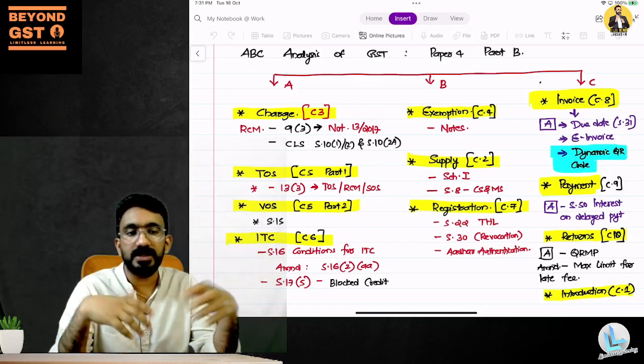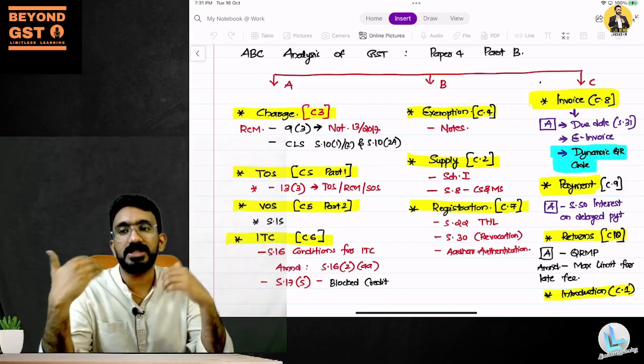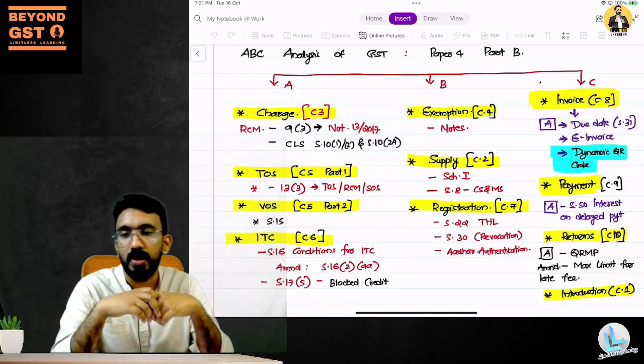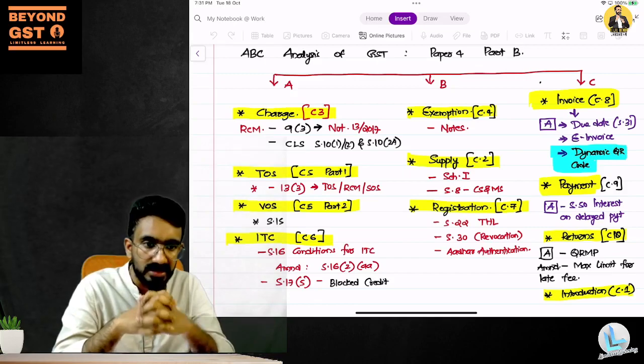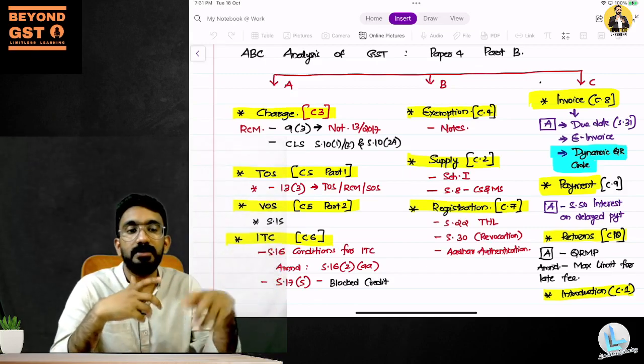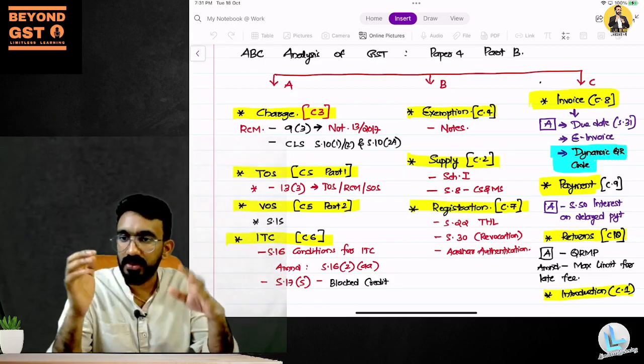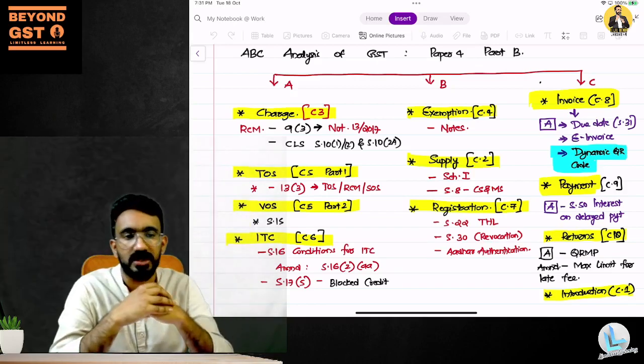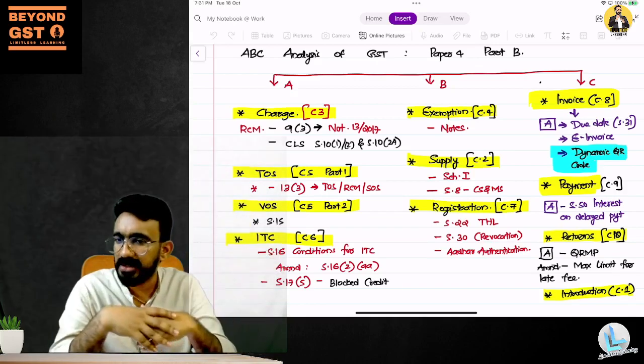Now in the returns chapter, QRMP will still remain important. They can ask a quickie question, like a 2-mark or 3-mark question, from QRMP. Even computational questions can be tested. Then there is an amendment on the maximum limit for late fee, which can also be an examination question, or even a case study MCQ. Then the introduction chapter is a free read for you. It's not very important.